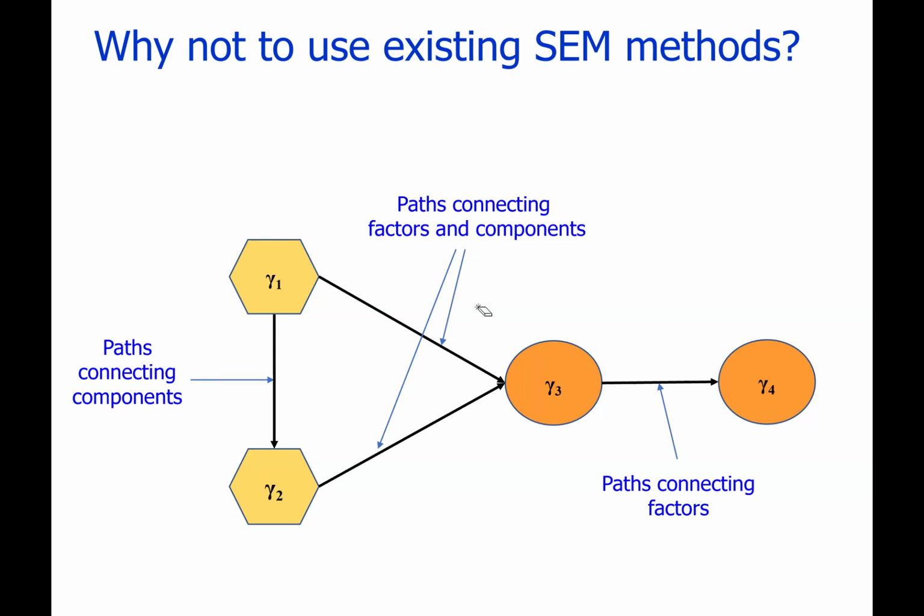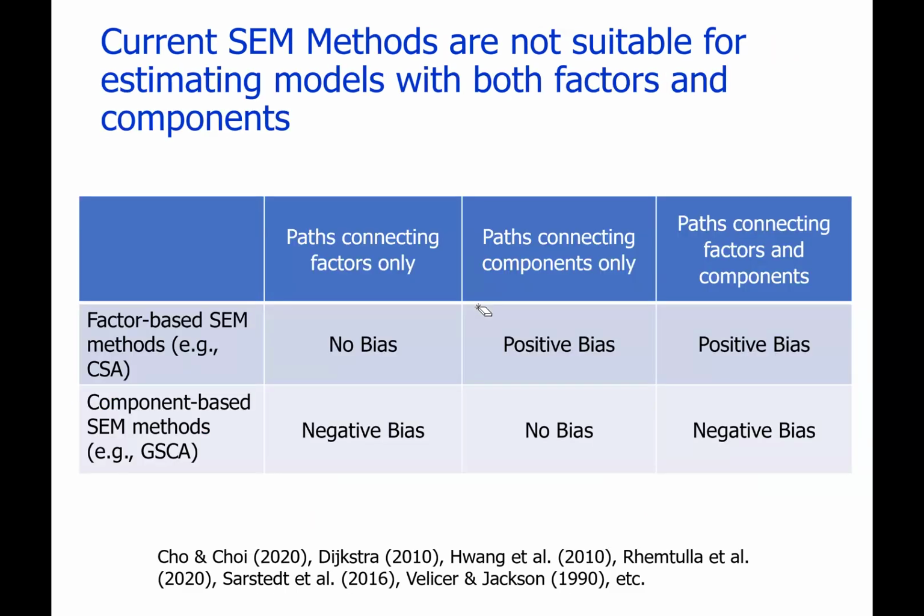And now let me show what happens if you use an existing SEM method to estimate these path coefficients in the model. This is what happens. So here you have 3 sets of path coefficients. Again, these are path coefficients between factors only, these between components only, and these between factors and components. Let's say we first apply a factor-based SEM method to estimate all these three sets, such as CSA, covariance structure analysis, the default one. And also we apply a component-based SEM method, such as GSCA, to estimate the same path coefficients.